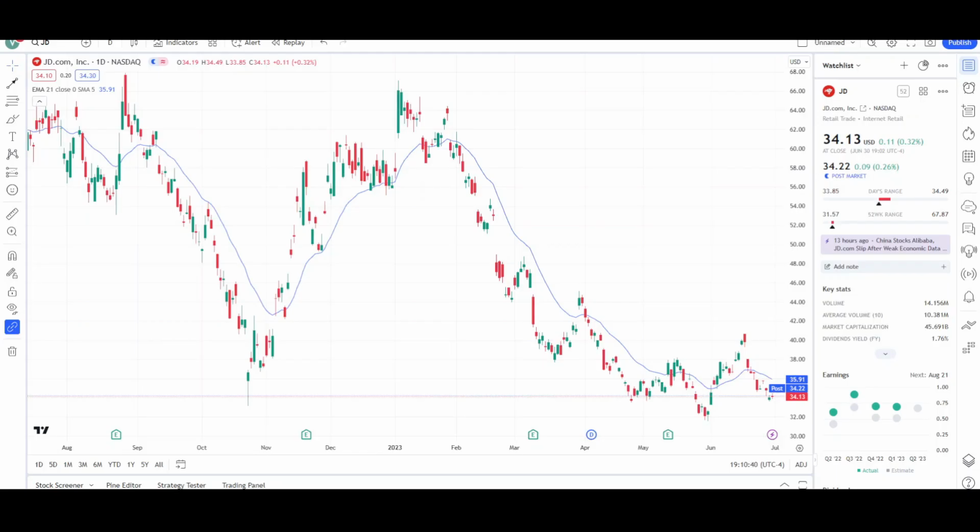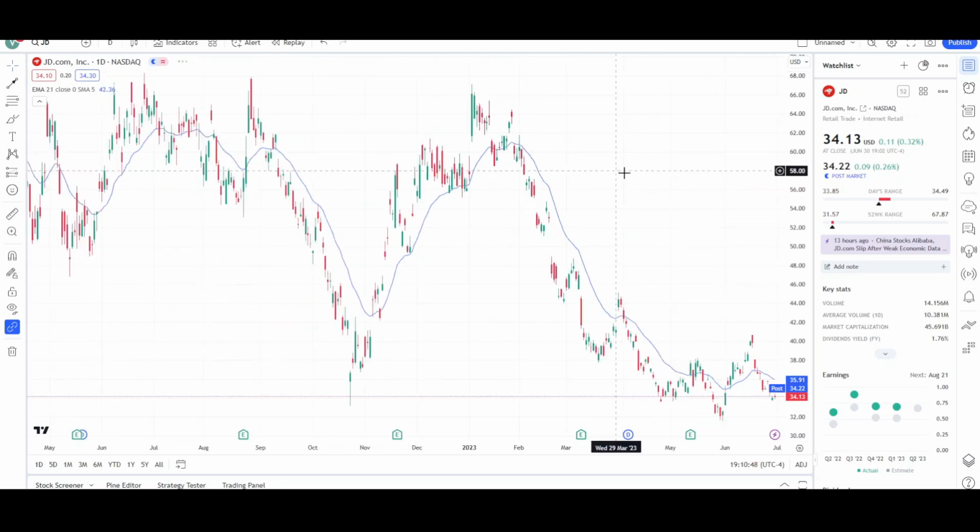What's up, traders? This is Vee Trades, and today I will be doing a technical analysis breakdown for JD.com with the ticker symbol JD. I will first go over what I see in the daily chart and finish the video off with the weekly chart.